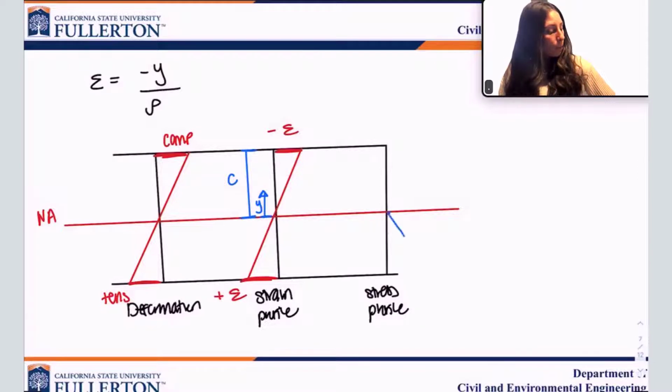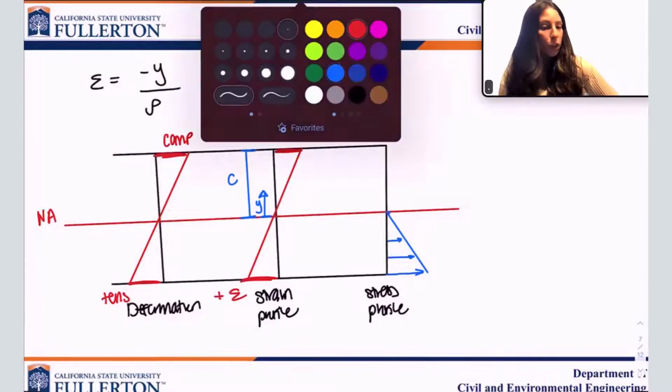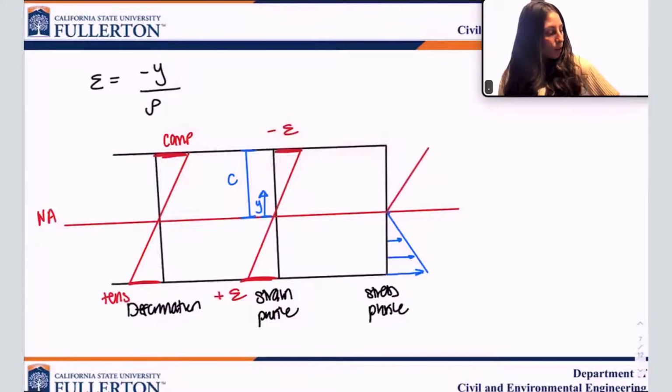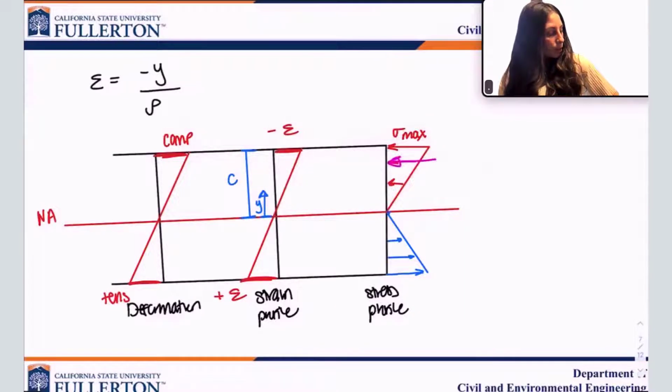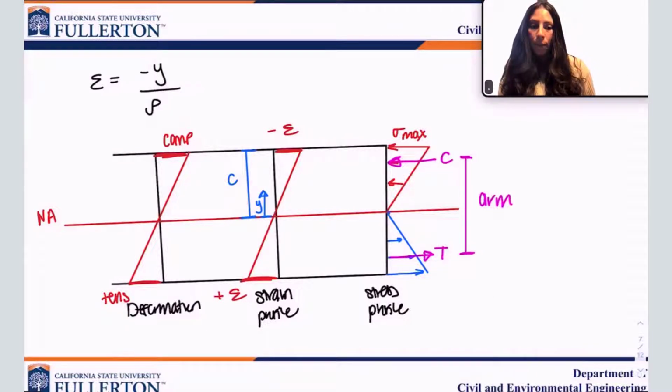Last one now is my stress profile. What I have here, I have tension, so I have arrows pulling in this direction. Right, this is the stress profile. And at the top, I have compression, so now I'm going to have arrows pushing in this direction. My sigma max is here at the top for my compression. I'm going to put this in a different color. I have my resultant here in compression. I have my resultant here in tension. And this is the moment arm between the two. This is a couple.